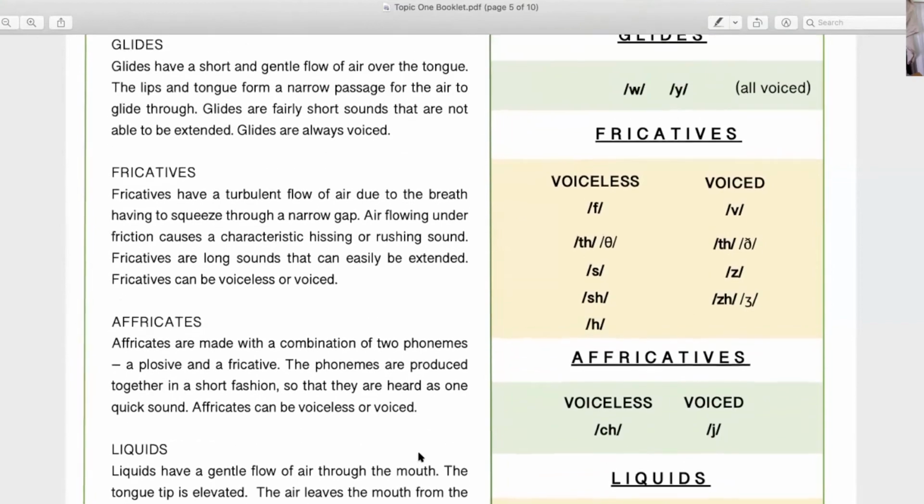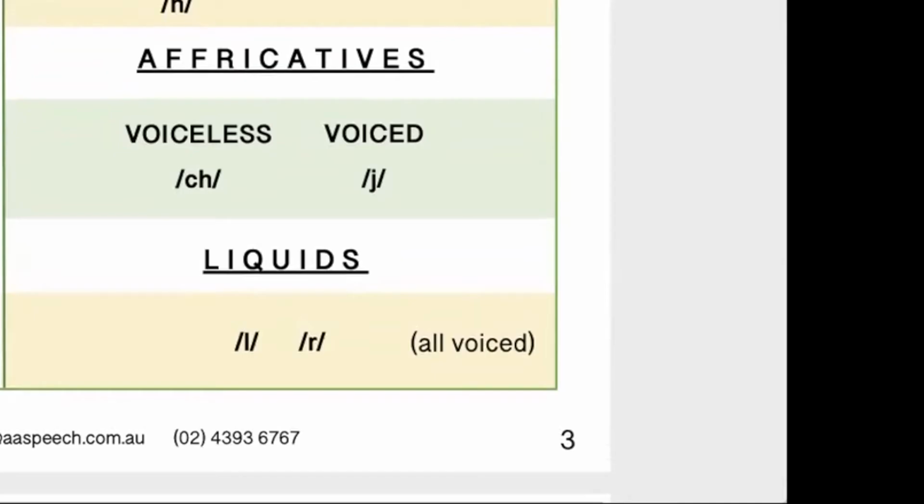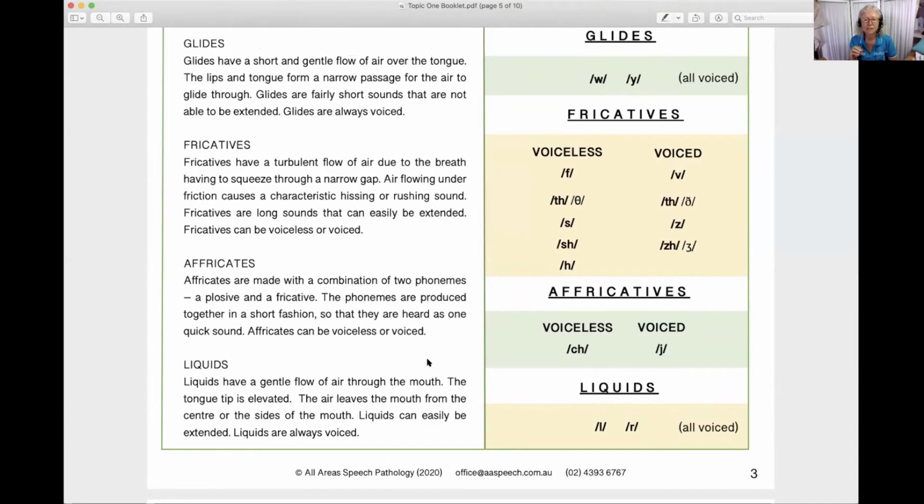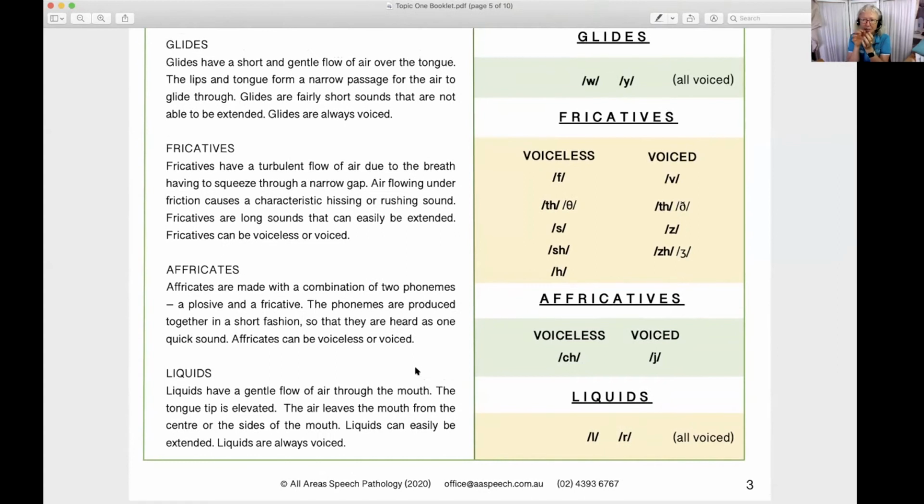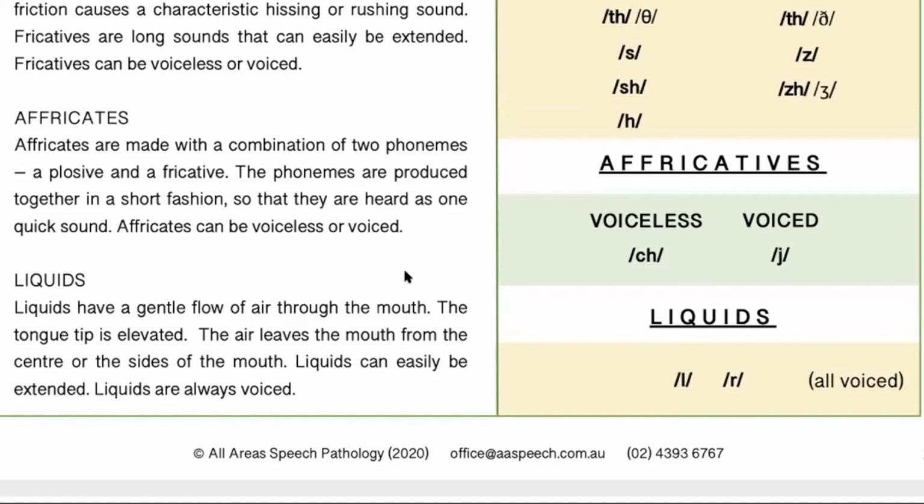So liquids and glides kind of both can be thought of as almost a bit like a vowel, but still a consonant, because the articulators approximate and come in and they're gentle. They're not harsh like the affricates and the fricatives and the plosives. They're gentle. Let's have a look at our liquids. So it says they have a gentle flow of air through the mouth. The tongue tip is elevated and the air leaves the mouth from the center or the sides of the mouth.